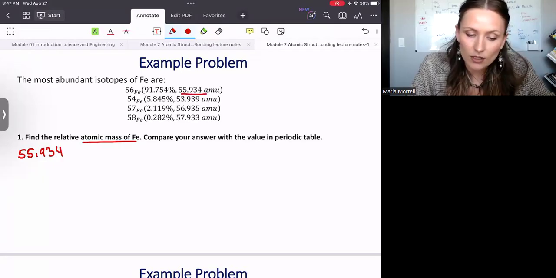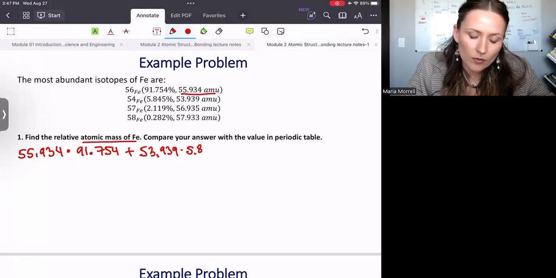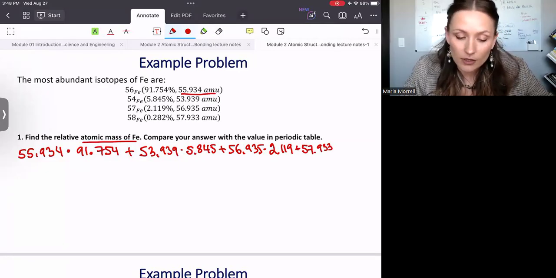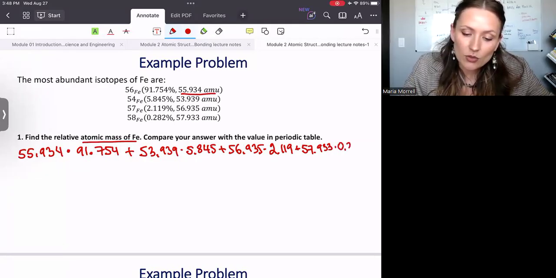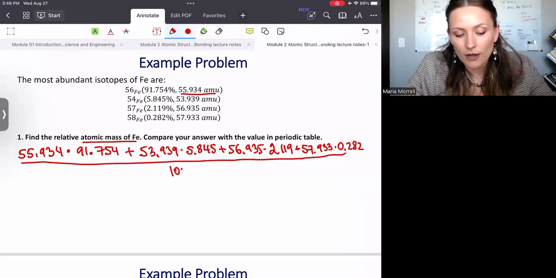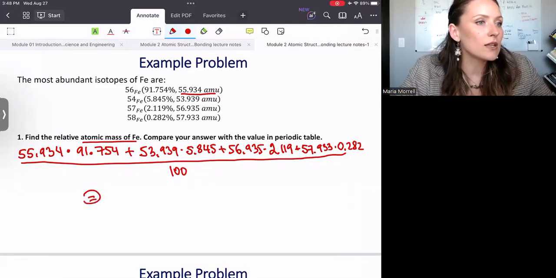55.934, right? This is the iron 56 times 91.754 plus 53.939 times 5.845 plus 56.935 times 2.1119 plus 57 times 0.933 times 0.282, right? And then, of course, to find the correct answer, I would have to divide it by 100.